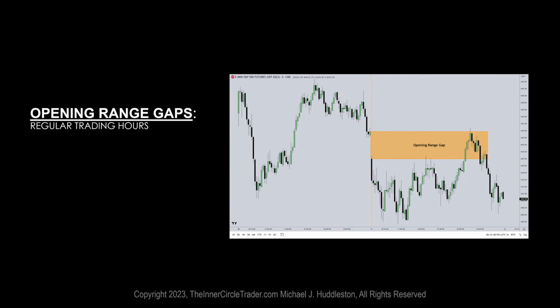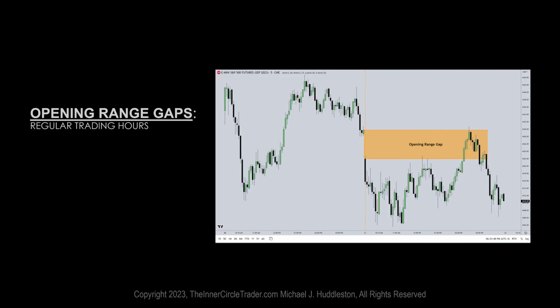All right, opening range gaps. Opening range gaps are a specific event that takes place when you're utilizing regular trading hours. So let's zoom in.